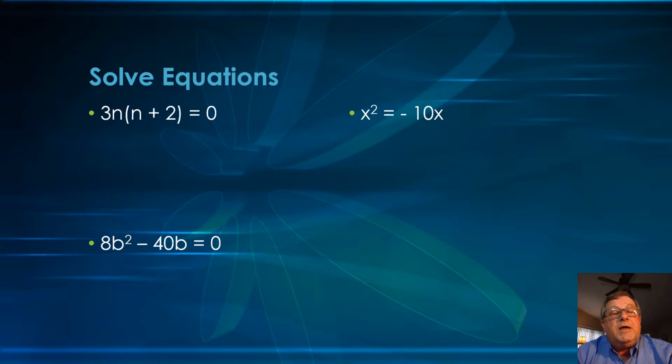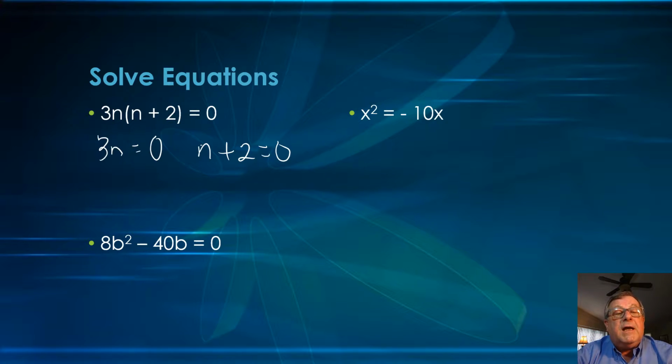Now here in this first equation, 3n times n plus 2, we can see that this is already factored for us. And so I'm just going to set each factor equal to 0. So we got 3n equals 0, and we've got n plus 2 equal to 0. And we're going to solve for n as to what would make this 0, which means that let's say 3n is equivalent to A and n plus 2 is equivalent to B. And either one or both of those equal to 0 is going to give us a true statement.